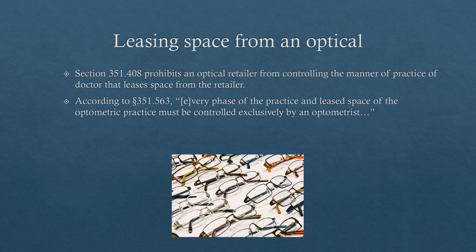So in looking at how you can lease space from an optical, Section 351.401 defines that, and it prohibits an optical retailer from controlling the manner of practice of a doctor that leases space from the retailer. According to Section 351.563, every phase of the practice and lease space of the optometric practice must be controlled exclusively by an optometrist.